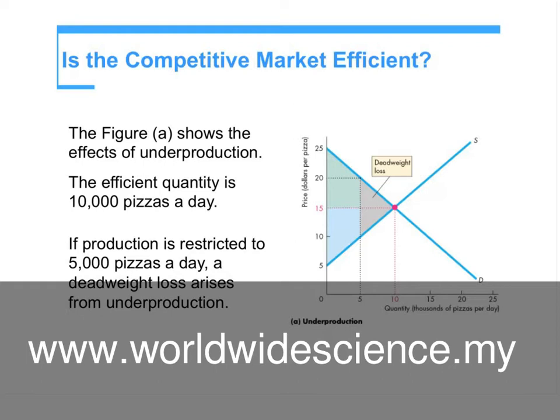Figure B shows the effect of overproduction. Sometimes we have overproduction. At 15,000, we are actually overproducing. So the demand is less and the supply is more. The efficient quantity is 10,000 pizzas a day. If production is expanded to 15,000 pizzas a day, a deadweight loss arises from overproduction.